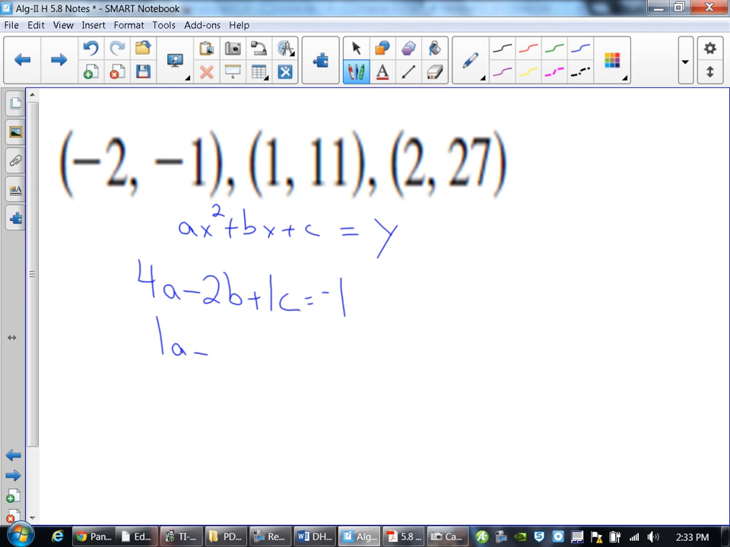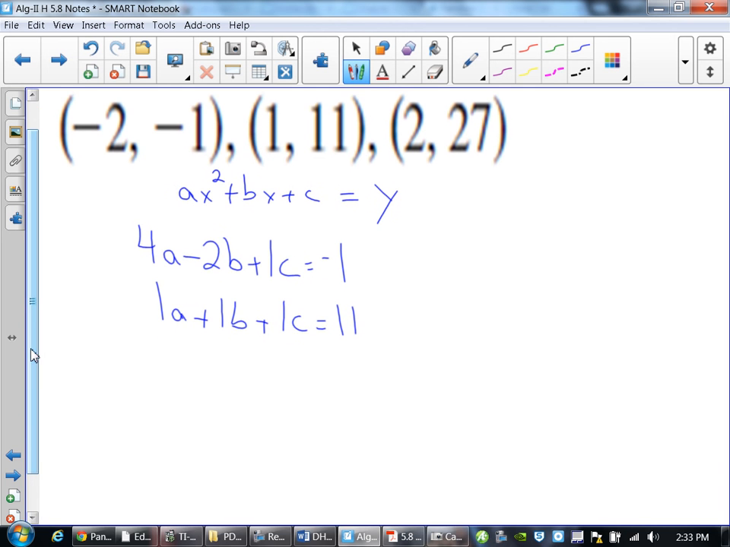1a plus 1b plus 1c has to be 11. And then lastly, we have 4a plus 2b plus 1c is 27. It just clicks. It's like, oh, it's like a Lego. Is c always going to be c? Yeah, c is always going to be 1 because we're only dealing in two dimensions. That c value will be 1, until you introduce 3-dimensional graphs. We're not doing any of that.